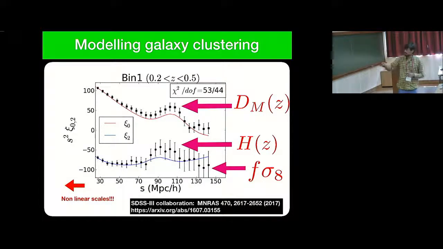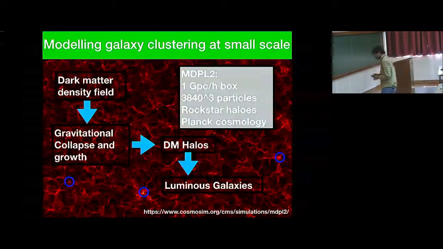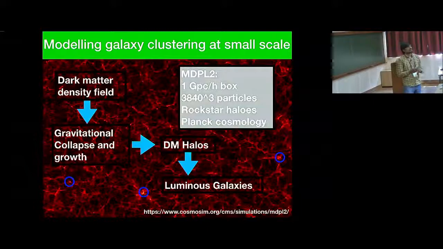But then how do you model this nonlinear scale, which is essentially missing in the plot? All of these scales have a huge number of modes and so should have quite a lot of statistical power. So the way I'm going to approach this is essentially what Benjamin talked about, forward modeling, but not at the level of the density field, but at the level of clustering statistics. So we are going to start with a dark matter simulation.